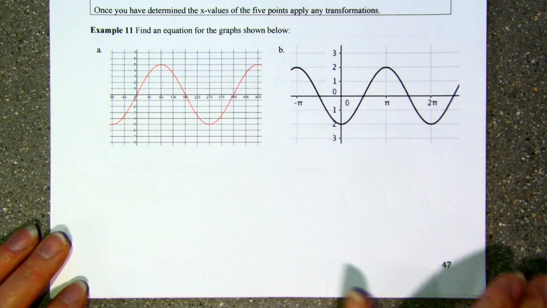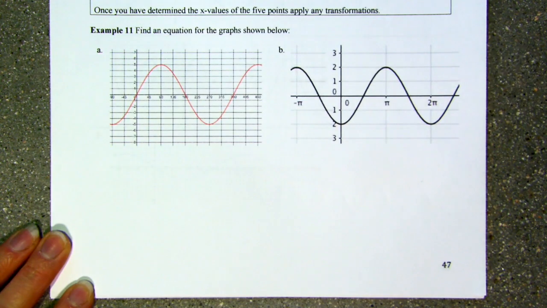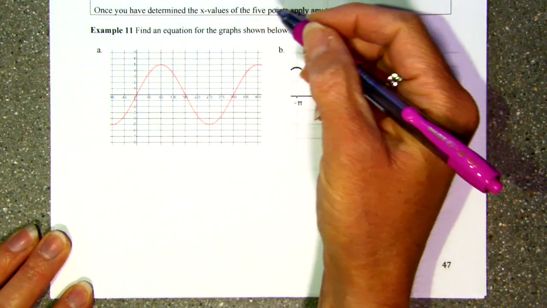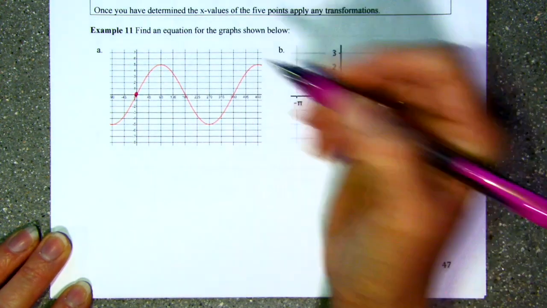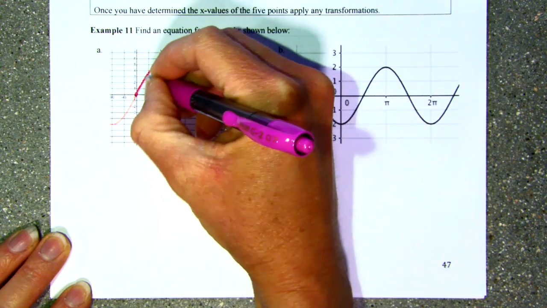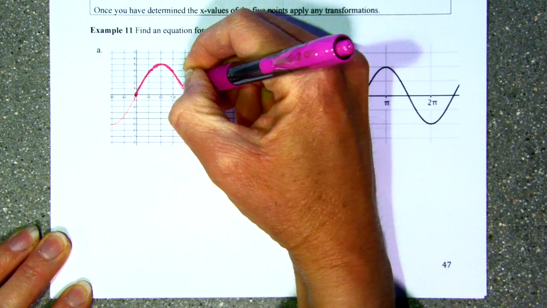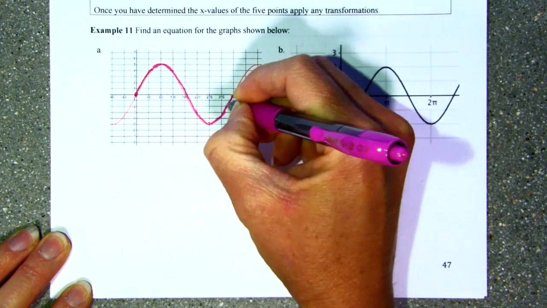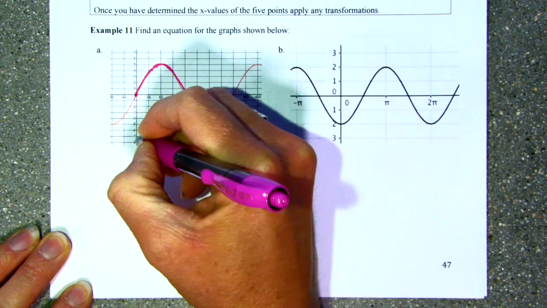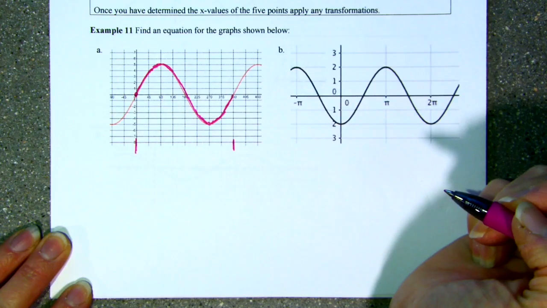Here, if we look at example 11, the first thing you want to do is figure out what one cycle is. So I'm going to look at my graph and I say, okay, I see that it's starting here at 0, 0. And my graph is going to go up, come down, and then go up again to 0. And this is one period of my sine function.